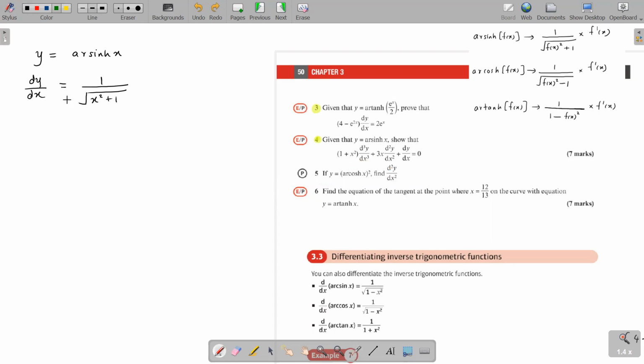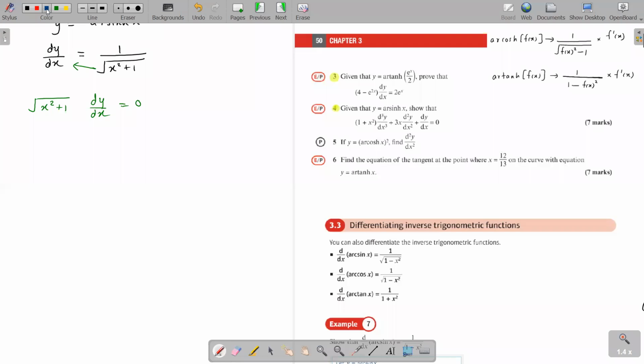So what I'll do is I'll do it in the other way. I mean, any of these approaches are correct, okay? Root x square plus 1 times dy by dx equals 0. Is this okay? So now we'll differentiate this with respect to x. It's going to be the product rule. So with the product rule, when you differentiate, what happens? The root x square plus 1 will wait, while dy by dx differentiates to give you d square y by dx square. Okay? And then go for the next one.